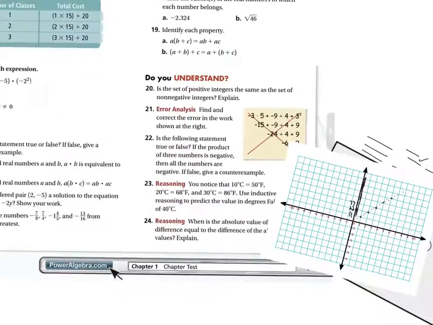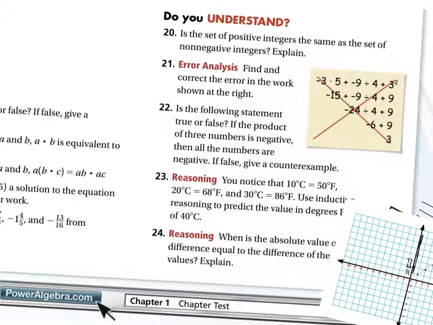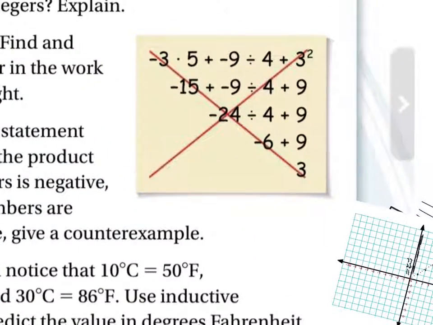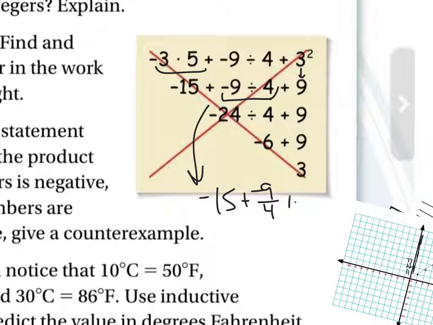If we look at number 21, we're trying to find the error here. And so if we look at this, exponents should really come first, and then multiplication. The problem is here they did the addition before they did the division. So they should have done the division next. And then gone from there.